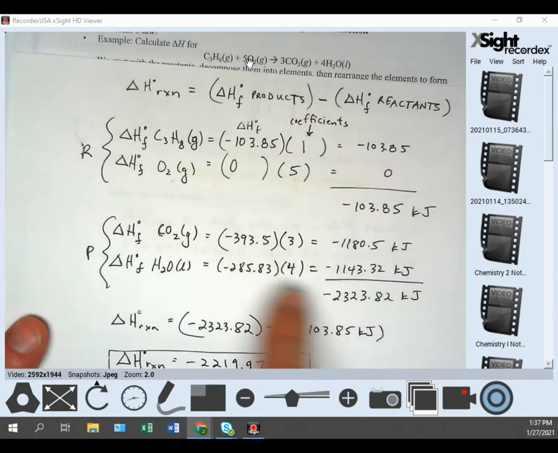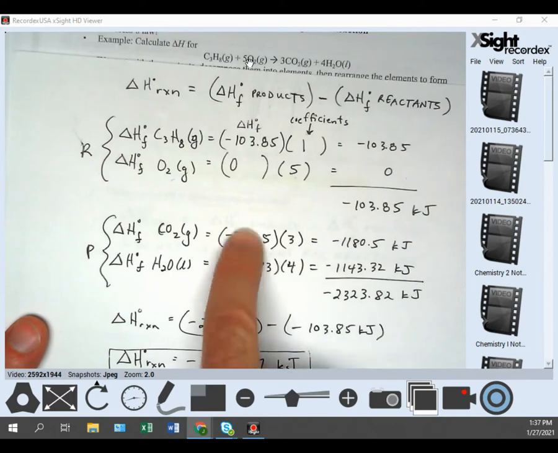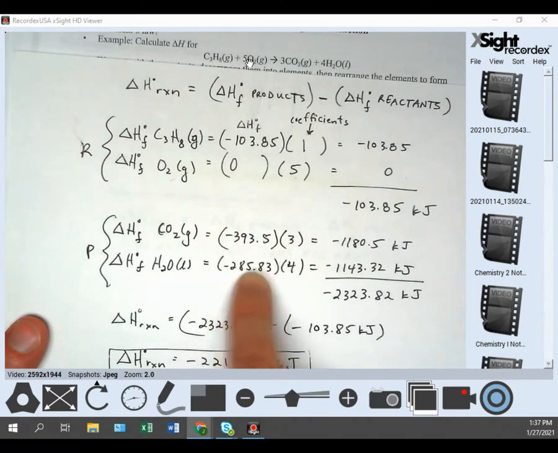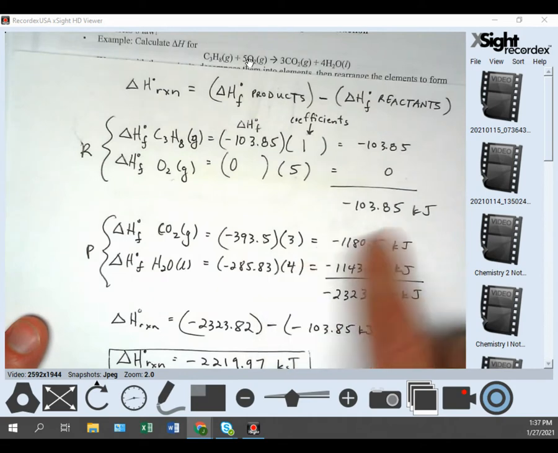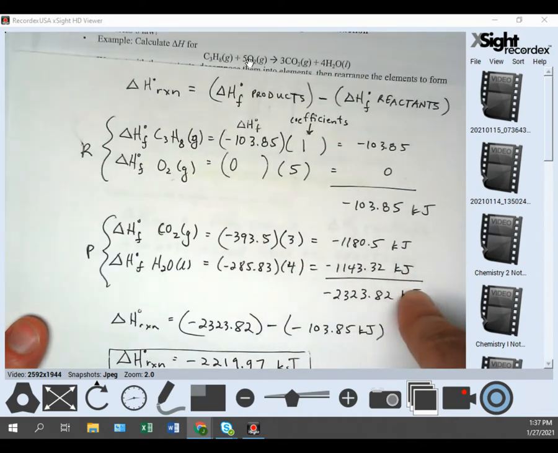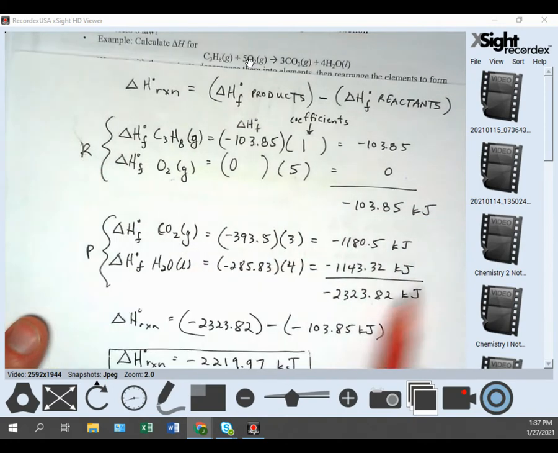Okay, I do the same thing for the reactants. The two reactants, I find the delta H of formation for each one. I multiply it times the coefficient. Get those numbers, add them together. Okay, then all I did, so this is the delta H of formation for the products. This is the delta H of formation for the reactants. I take products minus the reactants.